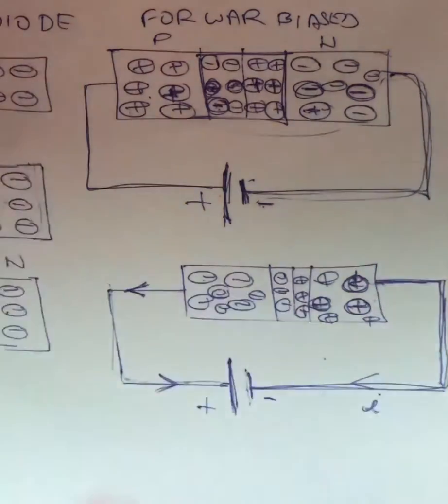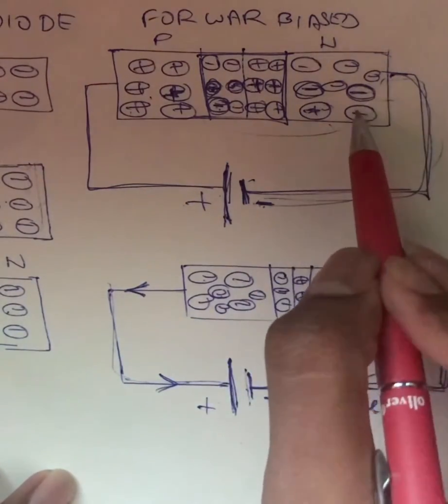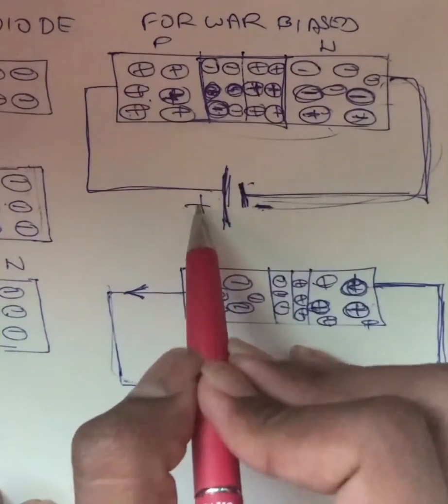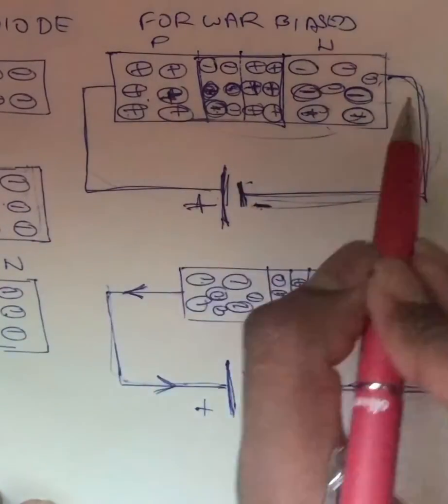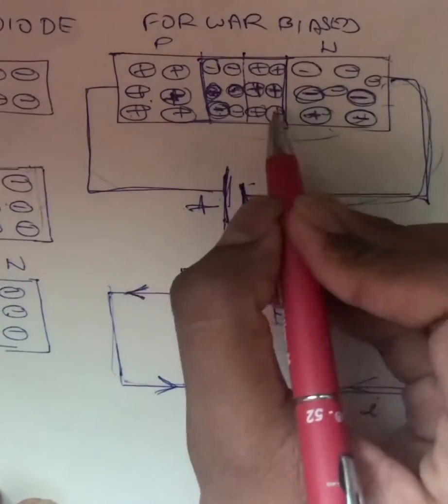Now we all know that this negative charge repels the electrons, that's why they move to the left hand side, okay, and this positive charge repels the holes, that's why they move to the right hand side, okay. So therefore they can overcome this repulsive force.